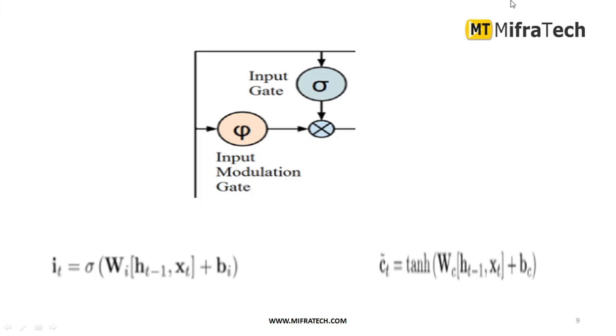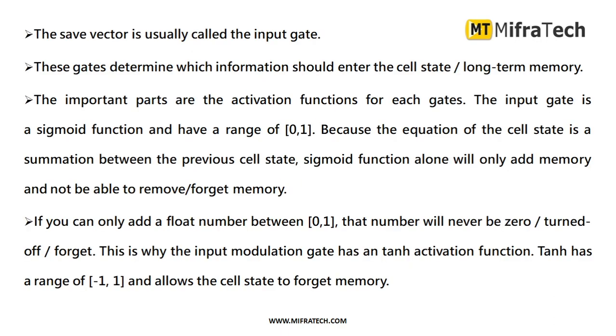So this is the input gate, and this is the input gate modulation. The input gate equation is on the left side, and on the right side is the input modulation gate equation. According to this equation only, the modification and output will be obtained here. The save vector is usually called the input gate, where the input is provided. These gates determine which information should enter the cell state, or long-term memory.